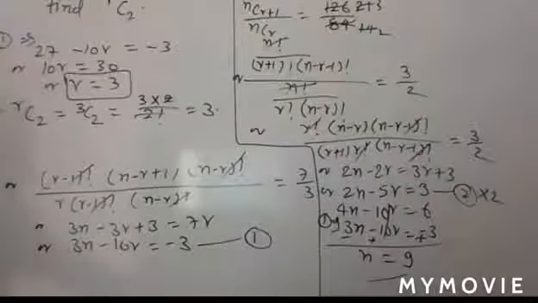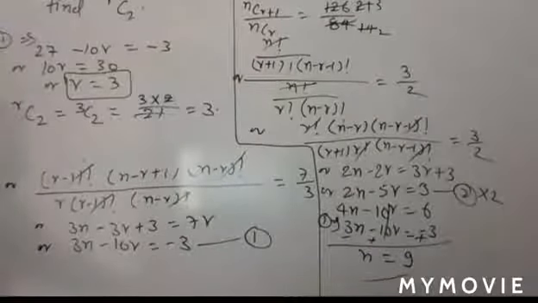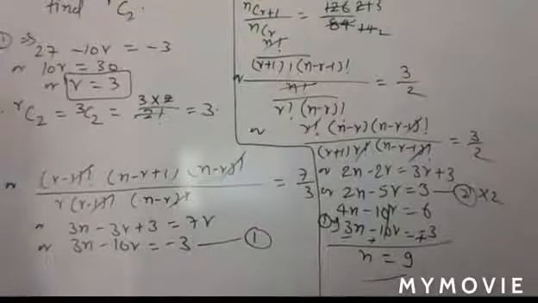Sir, what was the final answer? 3. Here you obtain this result, 3. The value of RC2 is 3C2, and it is equal to 3. Okay. Right. Word problem based on combination.